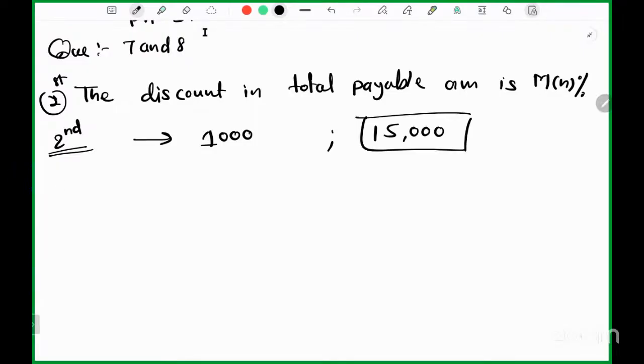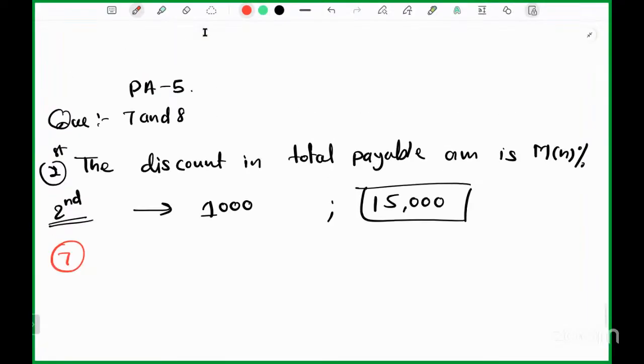So question number 7 says if the total payable amount after applying the first and the second offer one at a time are represented by the functions f of n and g of n respectively, and the total payable amount after applying both of the offers together is represented by T of n, then choose the set of correct options. Okay.